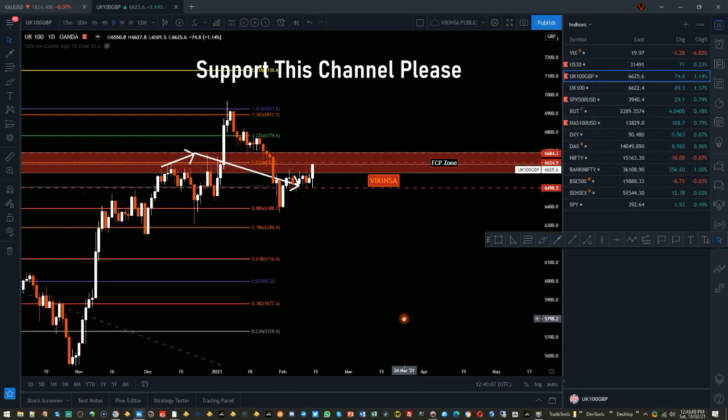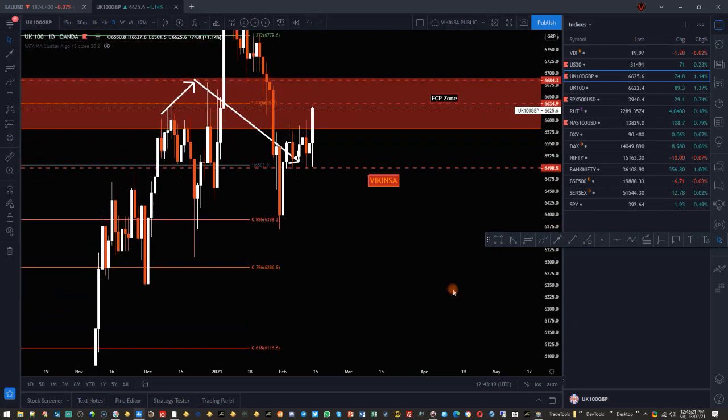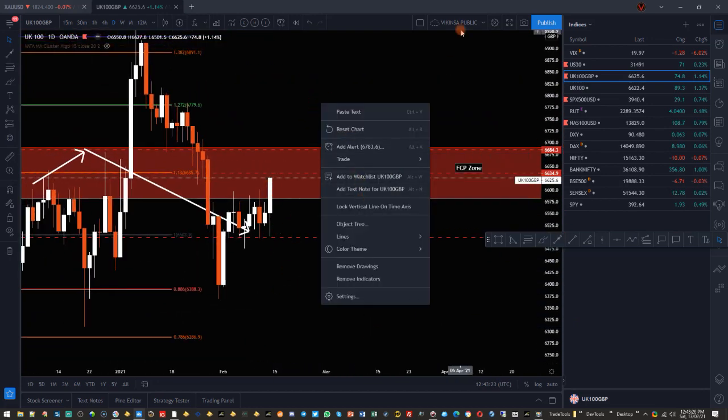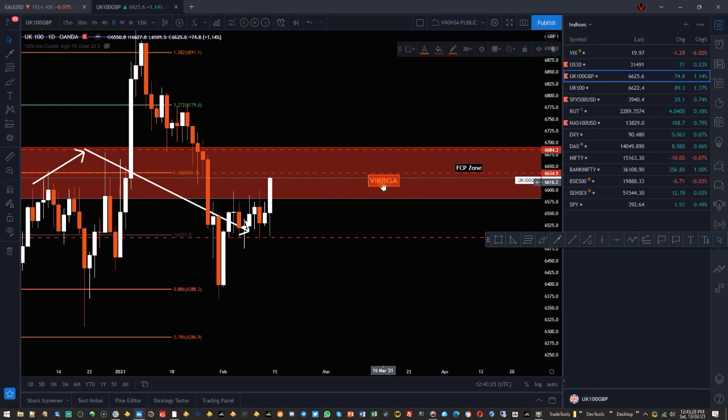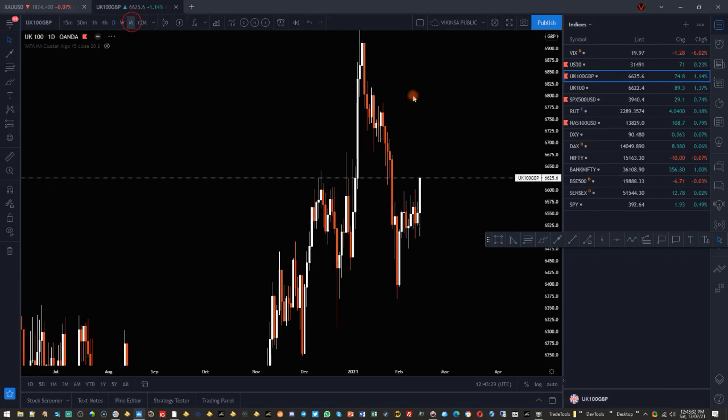Right, on FTSE 100, we were expecting the market to come into this FCP zone and then fall back down, which never happened. Actually, it came in there, but then it got stretched, and now it has come back down, and it is trying to test the FCP zone once again. Now let me just quickly clear this up and see what has been happening.